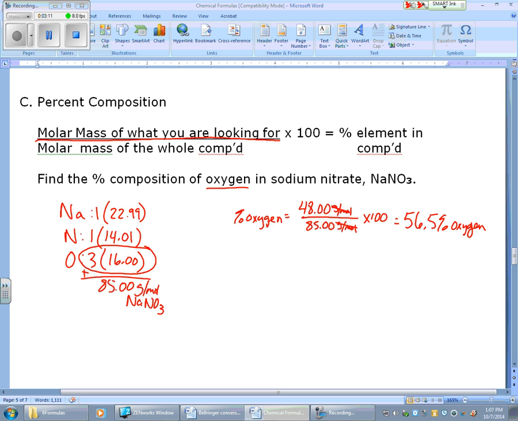Now, if I wanted to find the percent nitrogen in this one, let's do percent nitrogen. So to find the percent nitrogen, I would take the molar mass of what I'm looking for, and I'm looking for nitrogen. So there's only 1 nitrogen, so that would be 14.01 over 85, which is the molar mass of the whole thing. All of that times 100. And so 14.01 divided by 85, and then times 100, is 16.5% nitrogen.